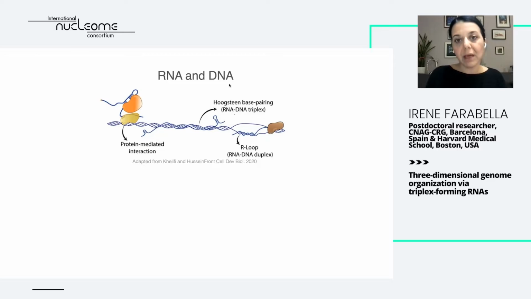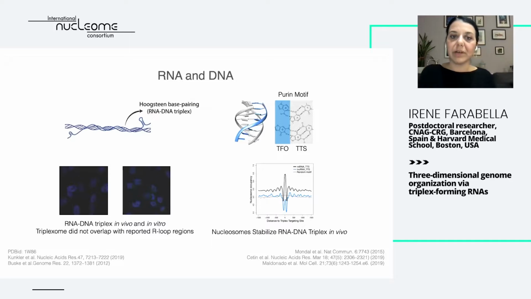where there is an RNA-DNA double-stranded type of structure that is formed. But then there is a third type of interaction that occurs via RNA-DNA triplex. These interactions are particularly interesting because they do not alter the structure of the double-stranded DNA.